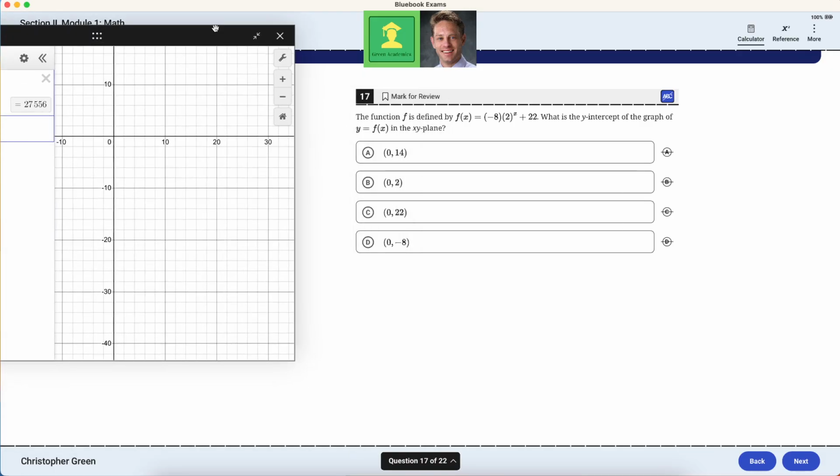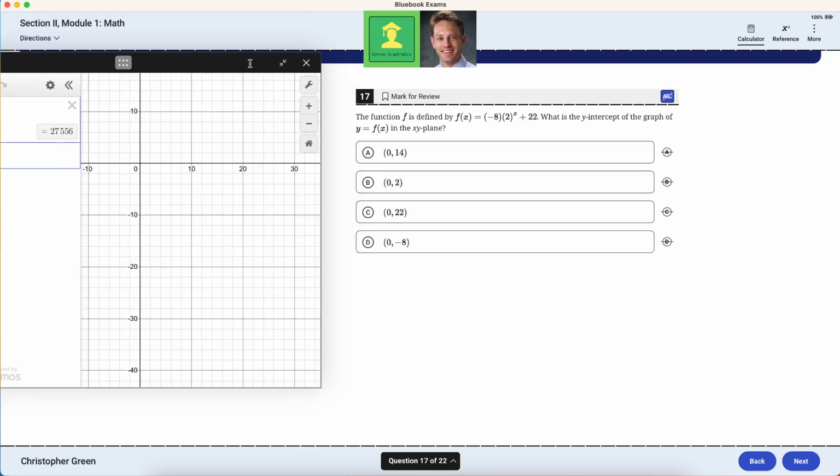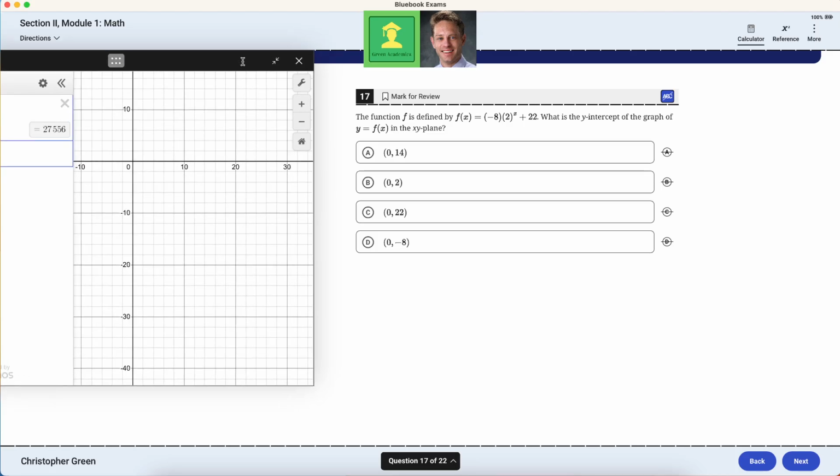The function f is defined as that. What is the y-intercept of the graph of that in the xy plane? Well, the definition of a y-intercept is the thing you get when you plug in 0 as x. Now, according to the order of operations, the exponent applies only to the 2. So 2 to the 0 is 1, times -8 is -8, and -8 plus 22 is 14.